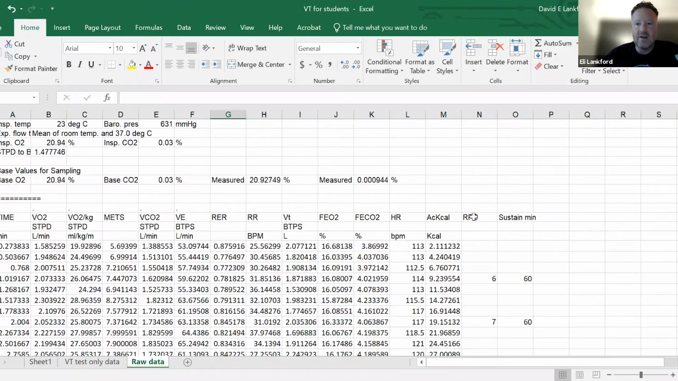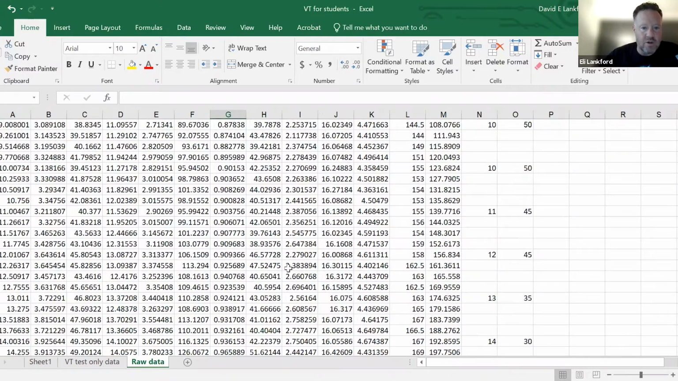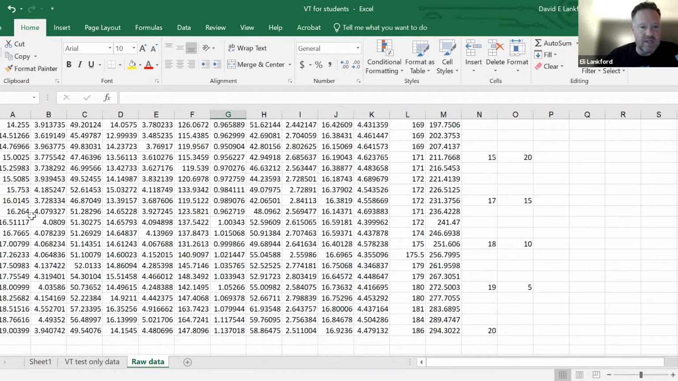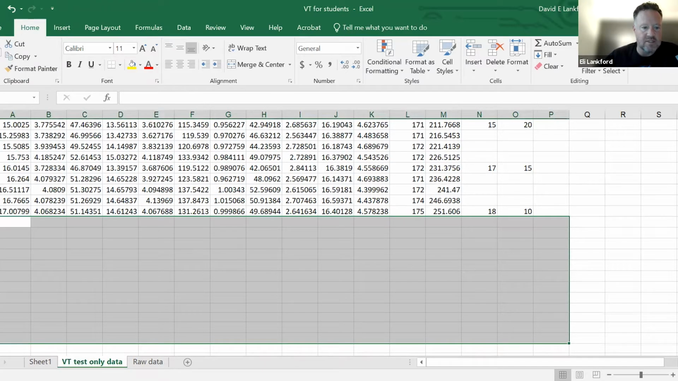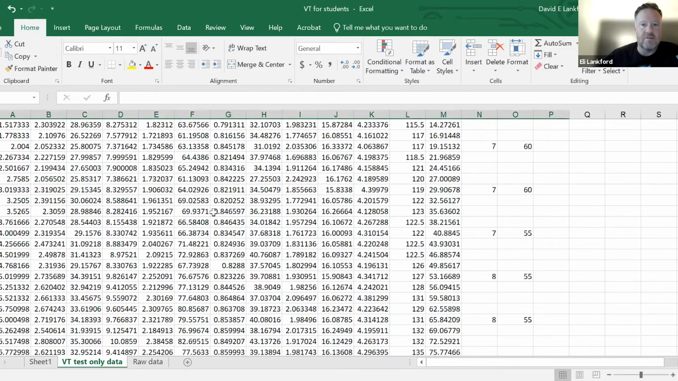I have to add in rating of perceived exertion and how many minutes they could sustain. I do that manually at the end of this. With this participant, I know that RER reached 1.0 or higher for 3 consecutive readings during minute 16. If I find the RER right here, we have 1.1, 1.1. So starting at minute 17 and on, I'm not going to take that over. So this VT test only data stops at minute 17.